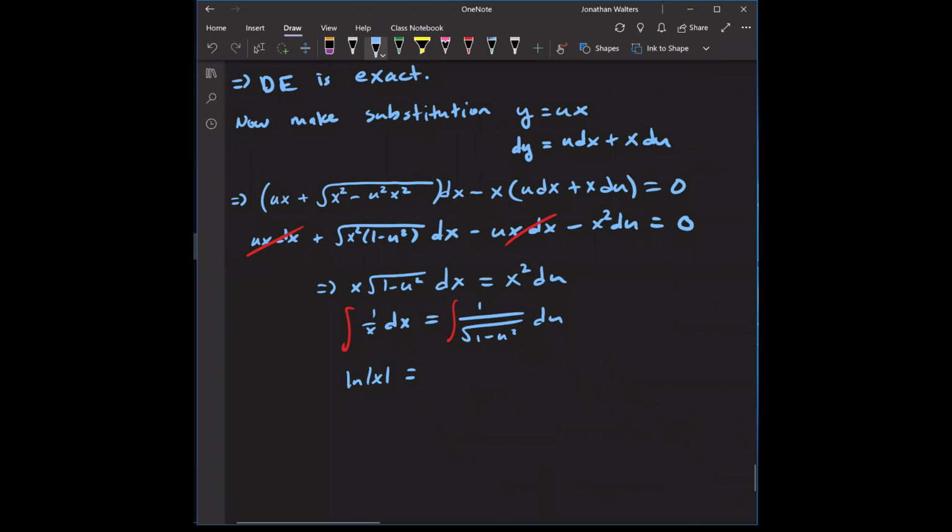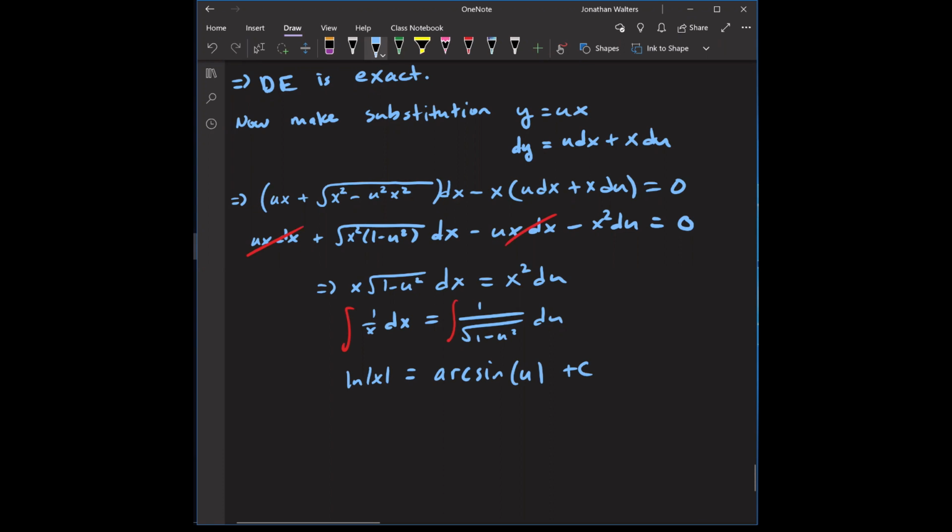So we integrate on the left, we integrate 1 over x. What's the integral on the right? Integral of 1 over square root of 1 minus u squared. It should be some function of u. That's right, it's going to be sine inverse or arc sine of u plus c.